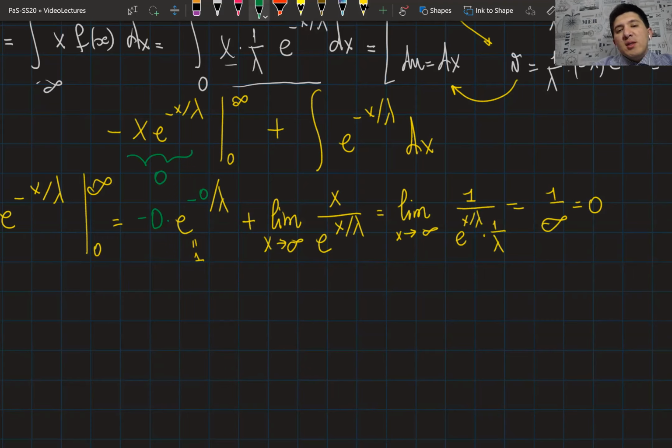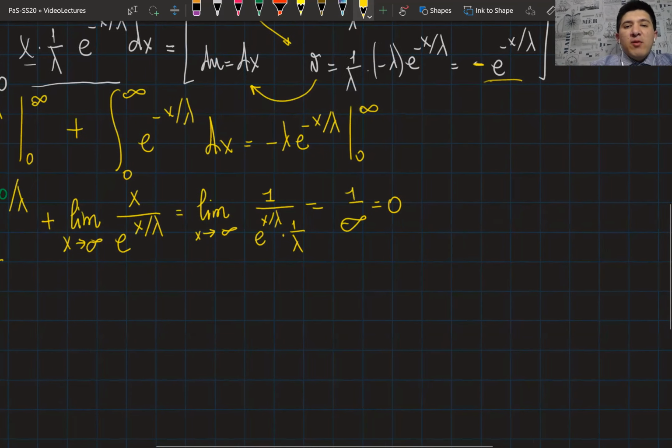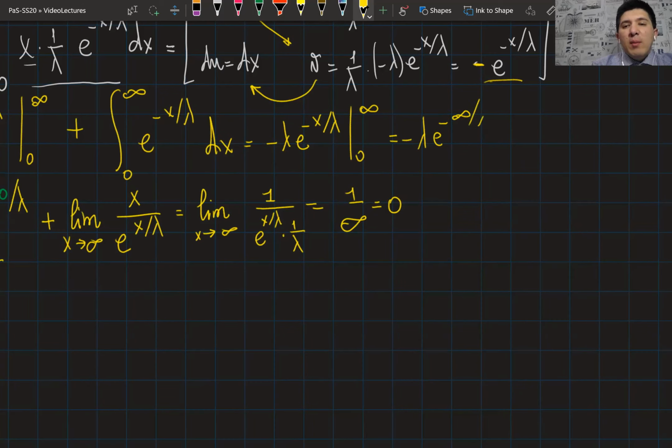What I'm interested in is the second term. We still have to evaluate this from 0 to infinity. The antiderivative of this term is minus lambda e to the power of minus x over lambda, and we evaluate this at 0 and infinity. Evaluated at infinity, it's simply 0, because it's lambda e to the power of minus infinity over lambda, and e to the power of minus infinity is equal to 0.